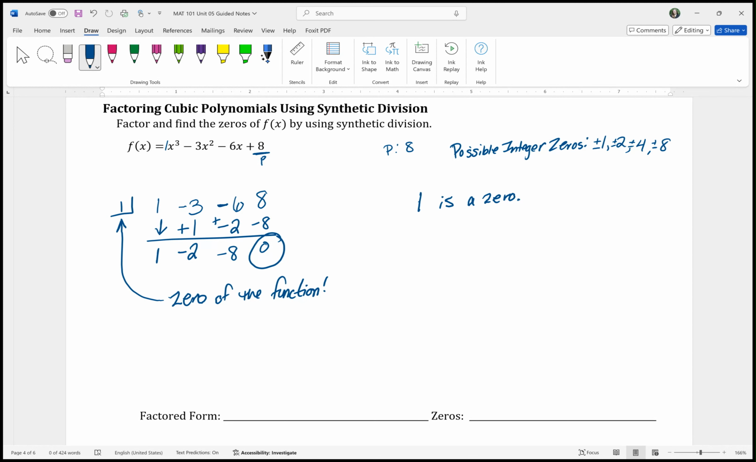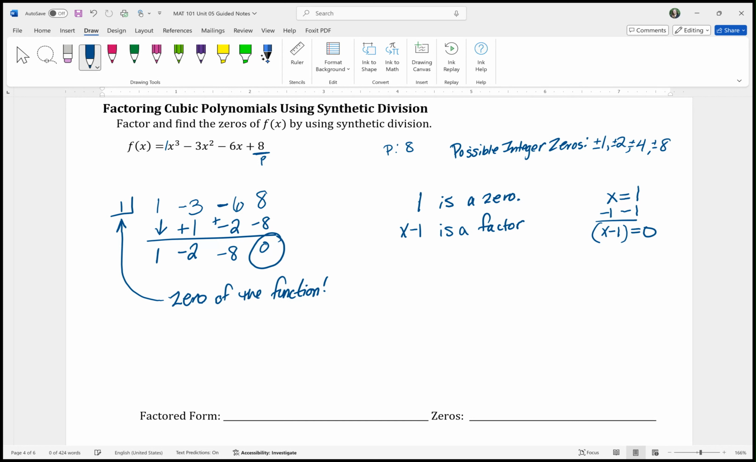What else do we know about this? If 1 is a 0, this is the connection that I want you to make here, then that is the x value of this. Then what would the factor be? So factor is basically being able to set it equal to 0. So if I have x equals 1 and I need it equal 0, and I move this over, then I have the factor x minus 1. This is the factor. So if 1 is a 0, x minus 1 is a factor.